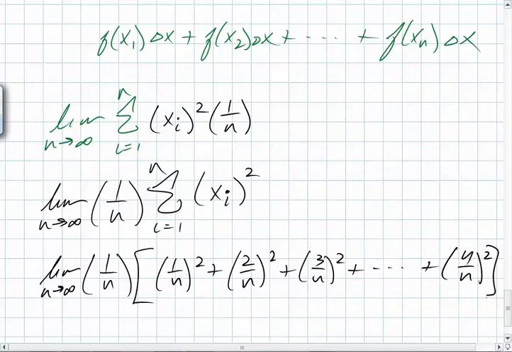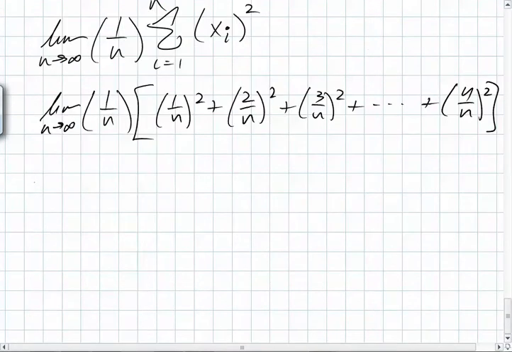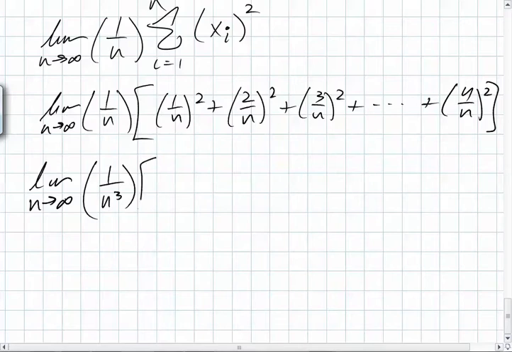I'm not going to write it as 1. It's easier to see the pattern this way. Are we okay so far? What's a common factor to all of these terms? 1 over n squared is a common factor. So I end up with the limit as n goes to infinity, and if I factor out 1 over n squared, what do I end up with? 1 over n cubed.